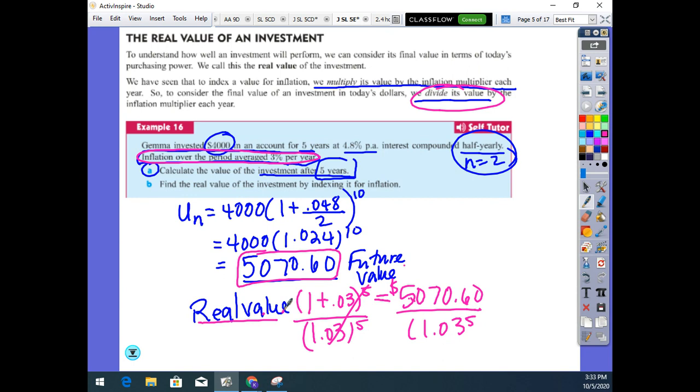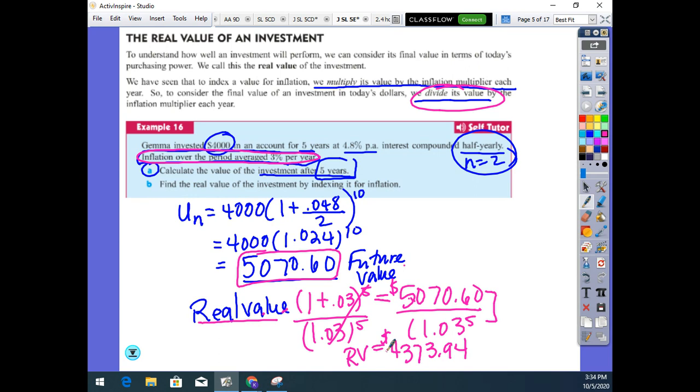To find my real value of the amount that I'm going to have saved, if I divide these two, my real value is $4,373.94.